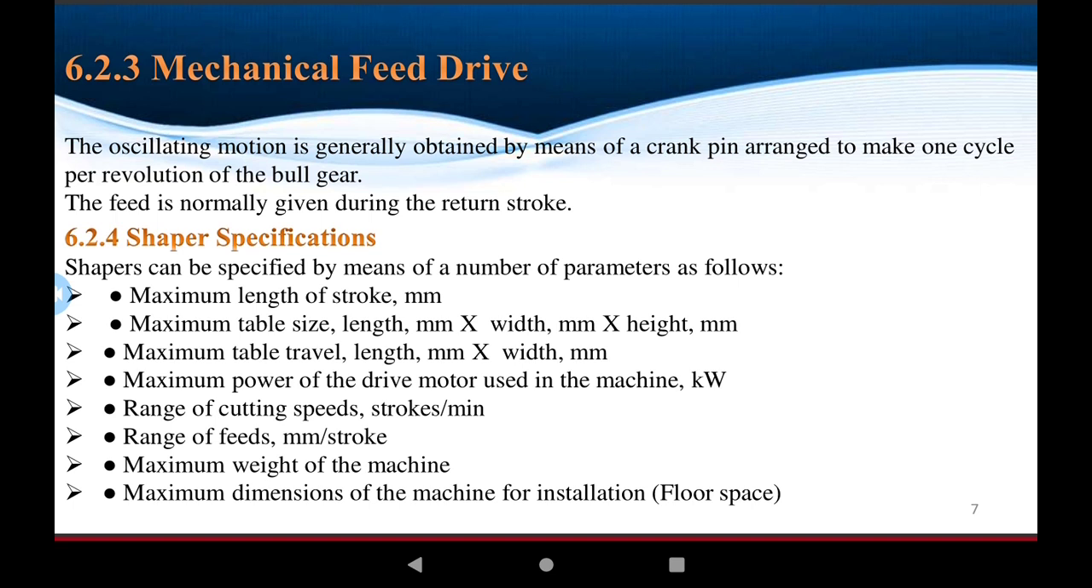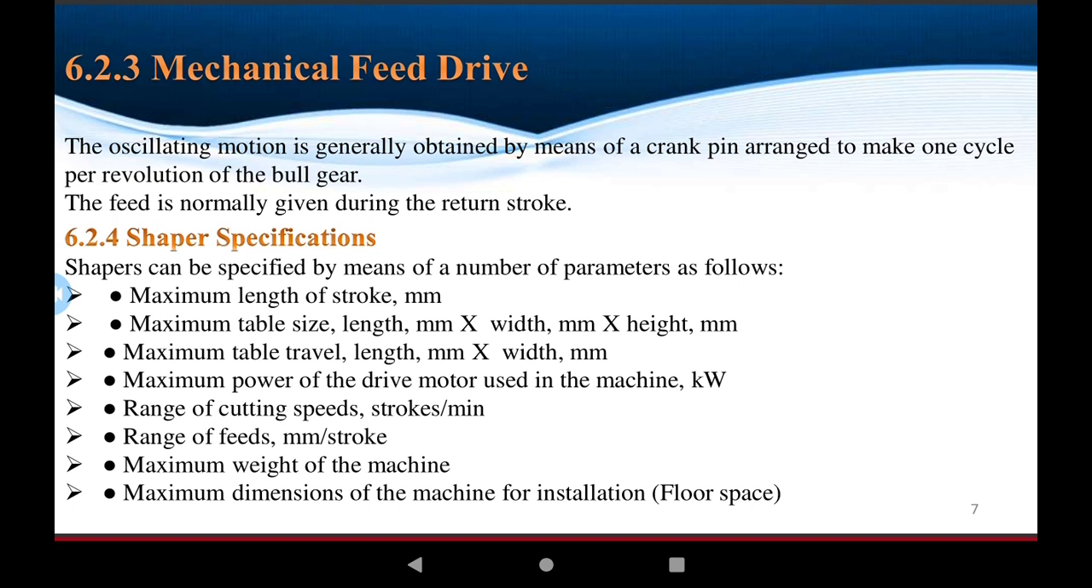Some specifications of the shaper machines. The shaper can be specified by means of a number of parameters used in some standards for shaper machines. In the shaper machine, some of the standard parameters considered are: the maximum length of the stroke in mm, whether return stroke or forward stroke, the length of stroke in mm. The maximum table size, length in mm, width in mm and height in mm, are all some of the standard parameters used in mm.